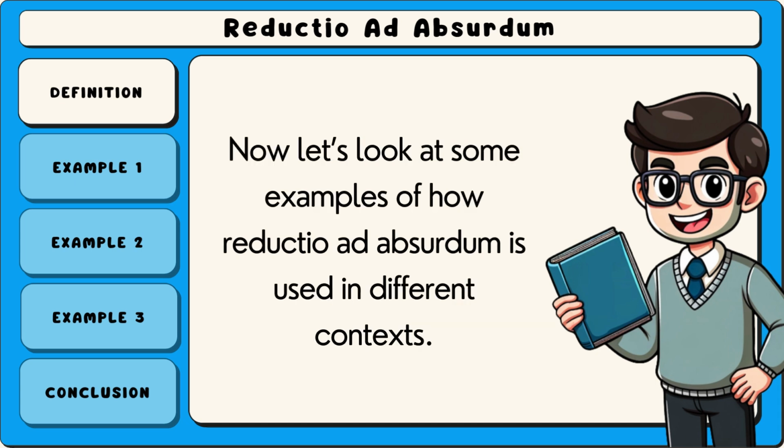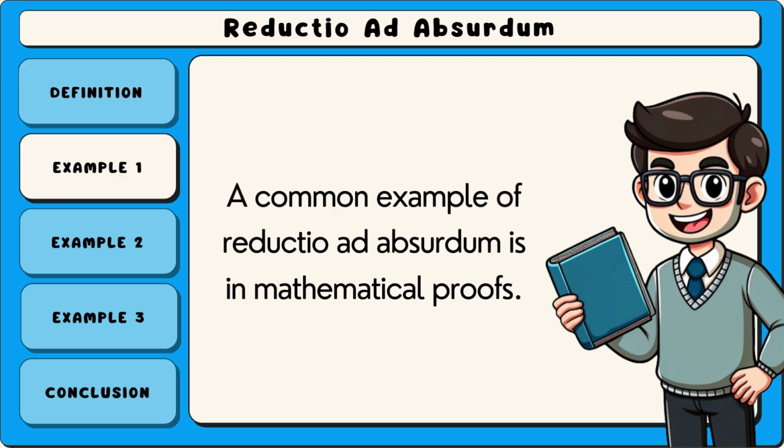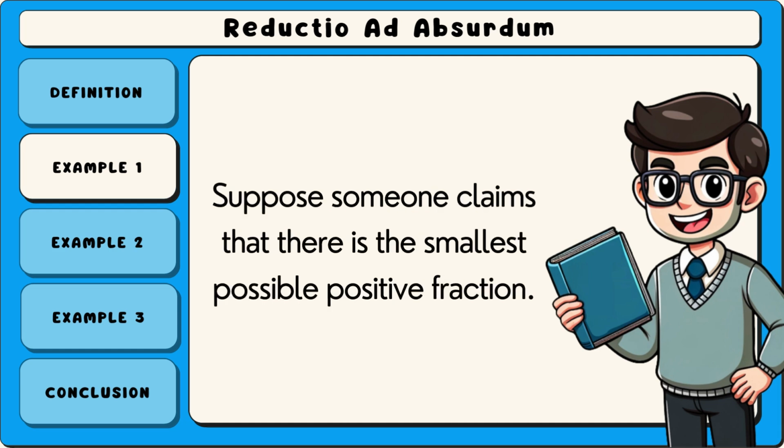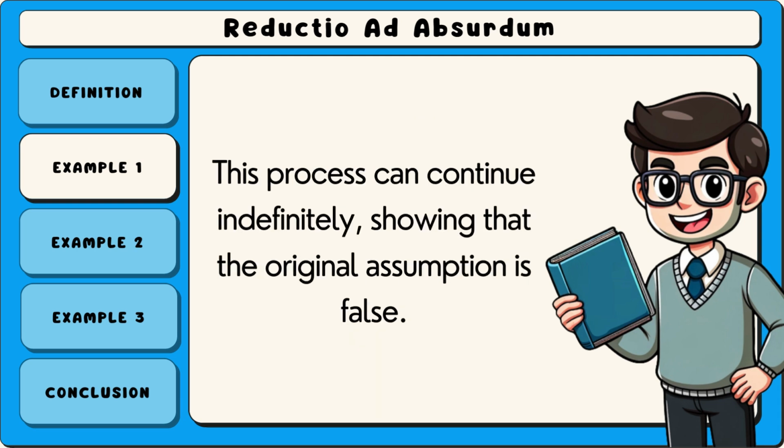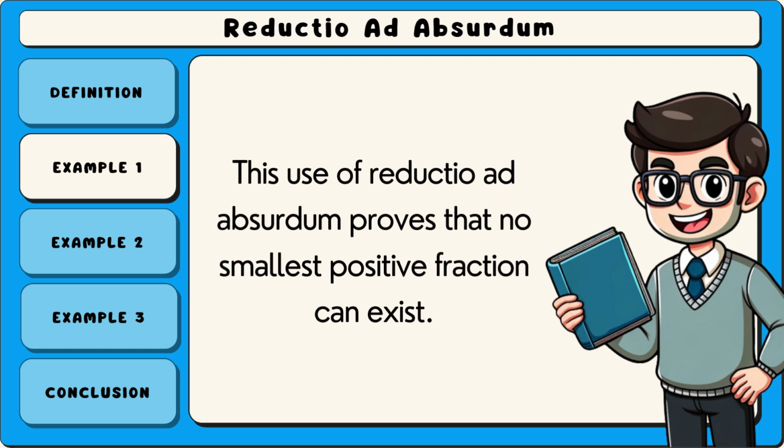Now let's look at some examples of how reductio ad absurdum is used in different contexts. A common example of reductio ad absurdum is in mathematical proofs. Suppose someone claims that there is the smallest possible positive fraction. To disprove this, a mathematician might argue that if such a fraction exists, dividing it by 2 would create an even smaller fraction. This process can continue indefinitely, showing that the original assumption is false. This use of reductio ad absurdum proves that no smallest positive fraction can exist.